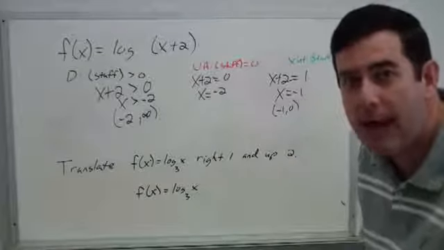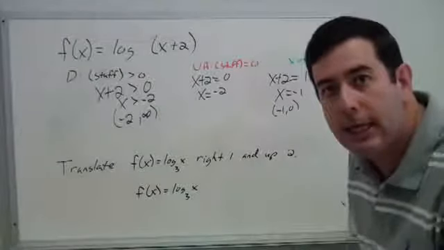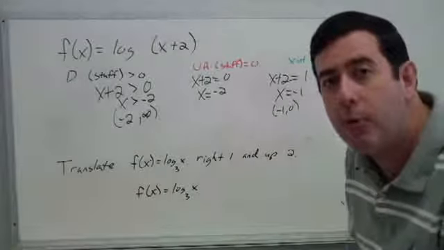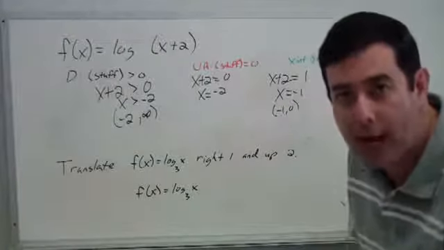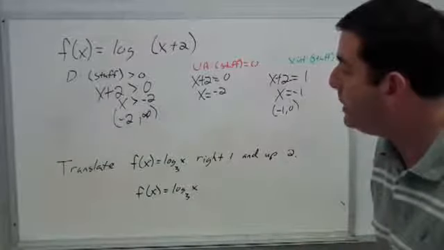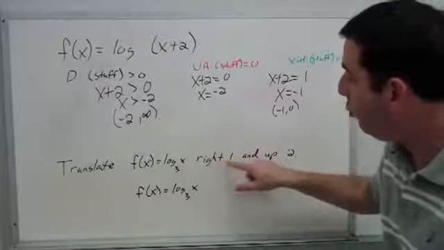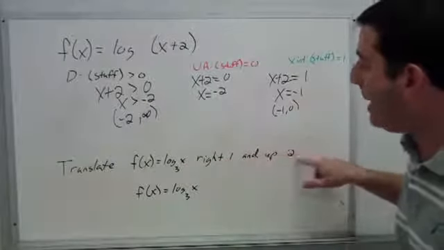Now, the last thing you might be asked to do is to translate these pictures, just like we've done in the past. Putting a constant at the back will move the picture up or down. Putting a constant in the parentheses will move you left or right. So now as we look at this one, let's take a base 3 log of x and move it right by 1 and up by 2.